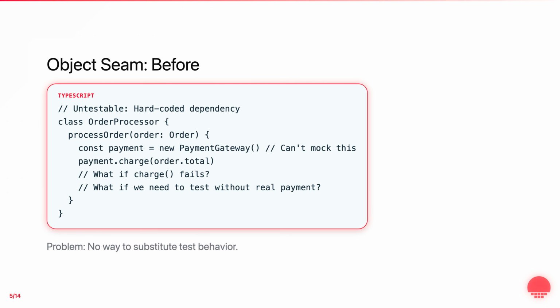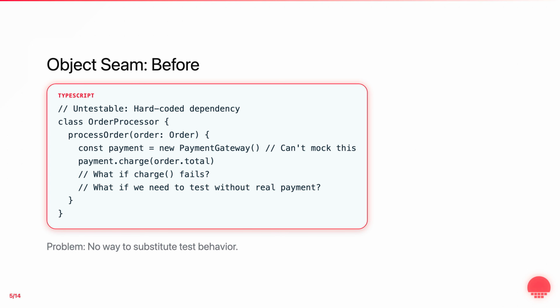Object seams are by far the most common type you'll encounter. The transformation is straightforward. Take that hard-coded dependency, literally newing up payment gateway right inside the method, and pull it out to the constructor. Now the seam is that payment property. The enabling point is wherever you construct your order processor. In production, you pass in the real gateway. In tests, you slip in a mock. Same code, different behavior, zero edits to process order itself.